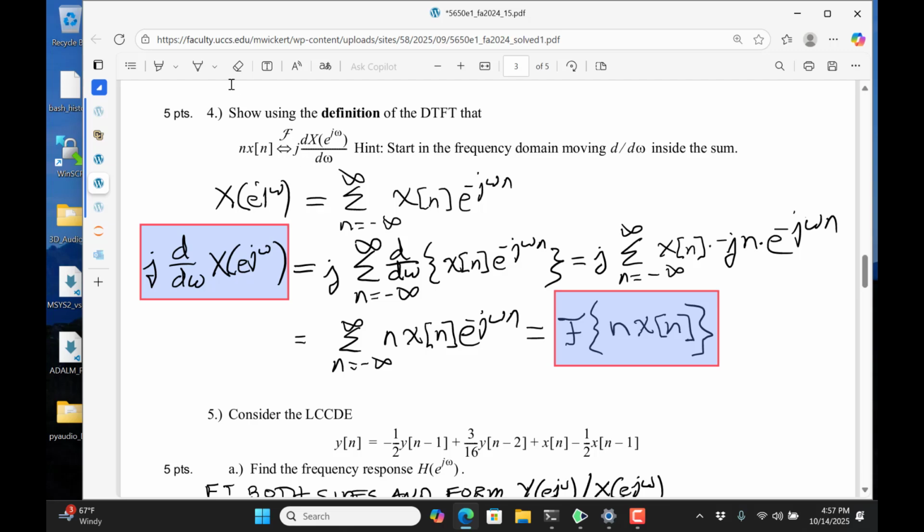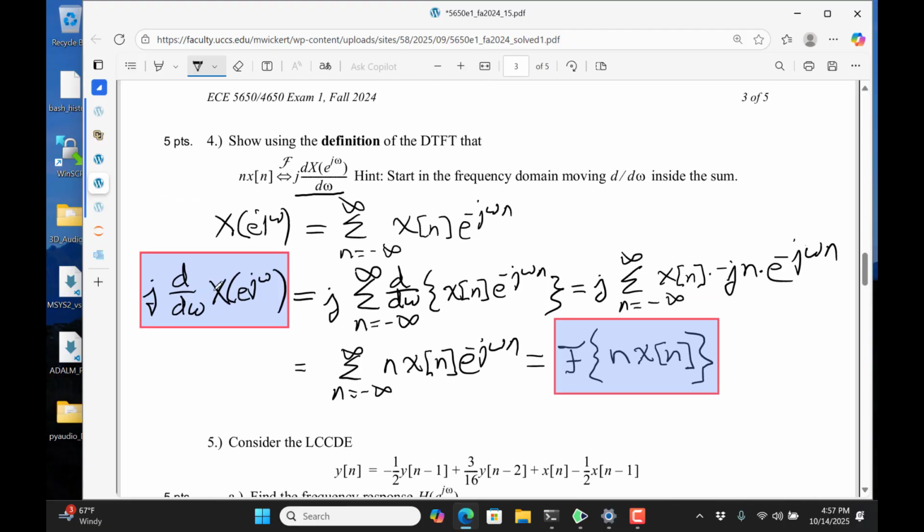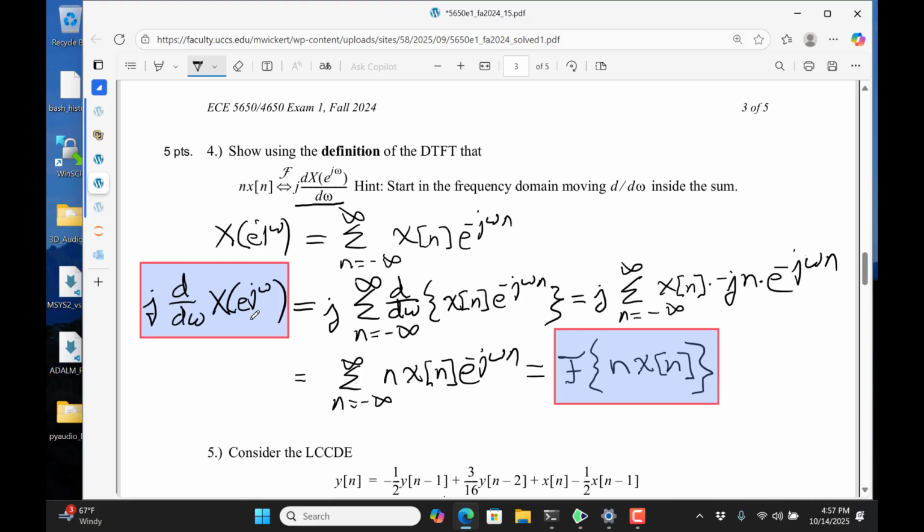Okay. So in this particular problem, the way I worked it was I said, okay, I'm going to start on the left-hand or the right-hand side in the frequency domain. So I'm going to create at this point j times d omega of X of e to the j omega. So I'm going to take that, and I'm going to now plug that into the definition of the Fourier transform. So I'm going to plug in the forward transform wrapped around over here. So this is the forward transform right in.